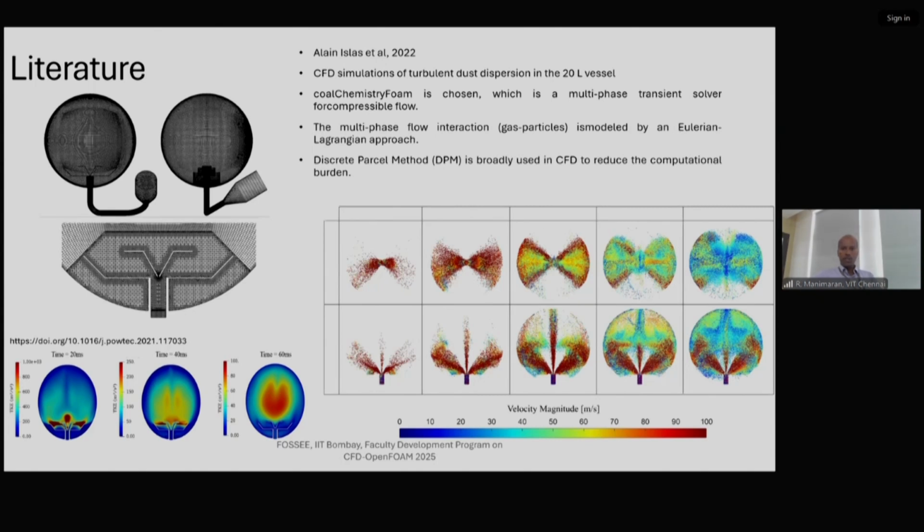They used coalChemistryFoam. It's a multiphase transient solver for compressible flow. And the interaction between gas and particles is modeled by the Eulerian-Lagrangian approach. The discrete particle method is also used to reduce computational cost. So they can come up with different times showing how the flow of particles takes place, the whole particles in the simulated condition inside the vessel.